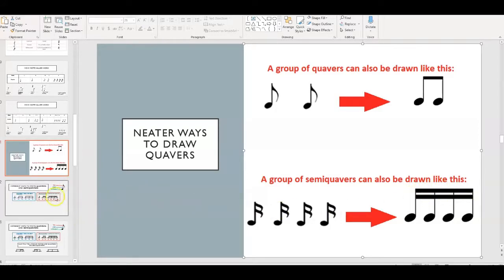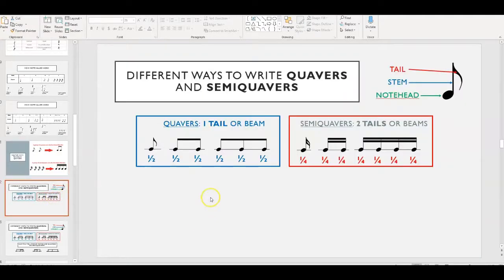So it's really important. Let's have a look at some other examples. Quavers can be drawn, you don't always have to group just two of them. You can group three or even four of them together. But when you're doing quavers, you always have to have just the one beam. That's a nice clear way to show that you're drawing quavers. Semiquavers, though, they always have to have two beams. So sometimes you can have two semiquavers drawn together, and it looks very, very different to a pair of quavers.